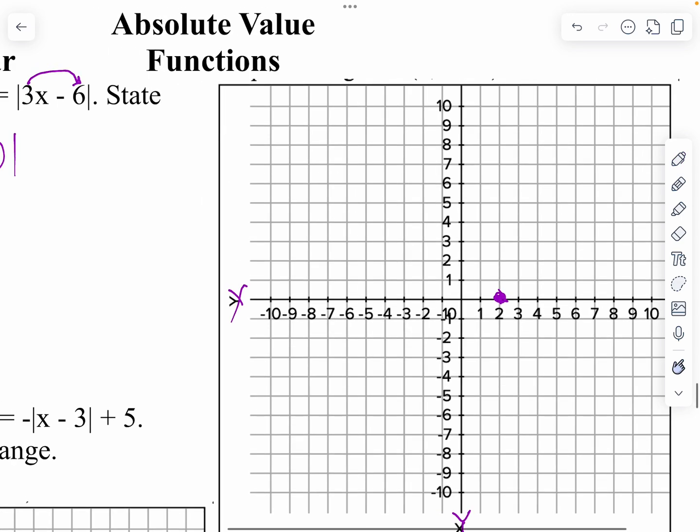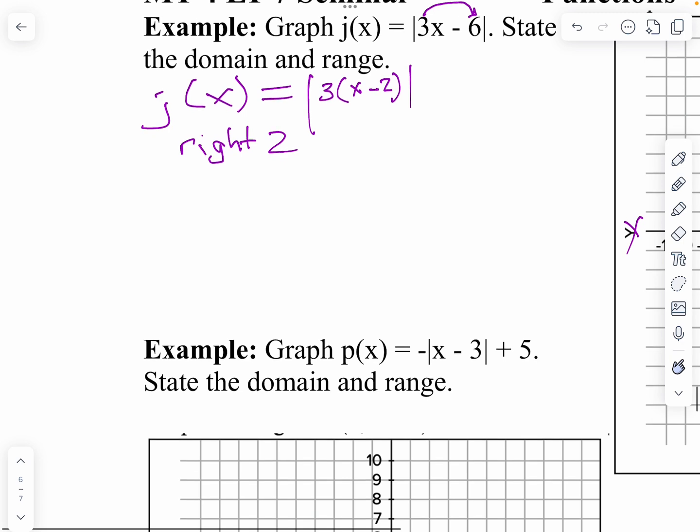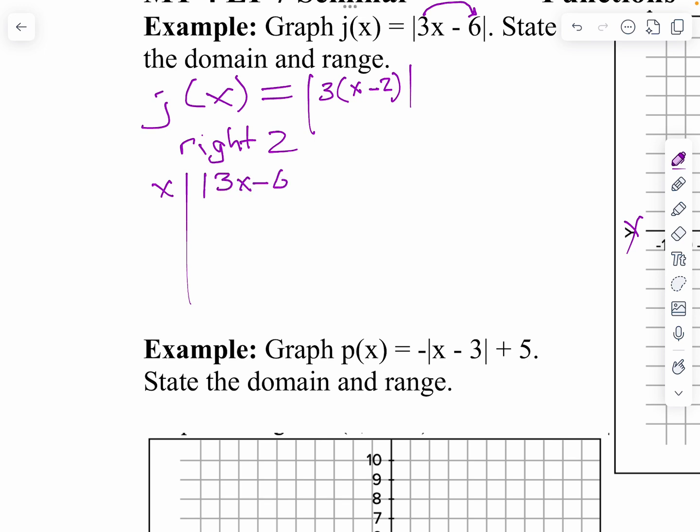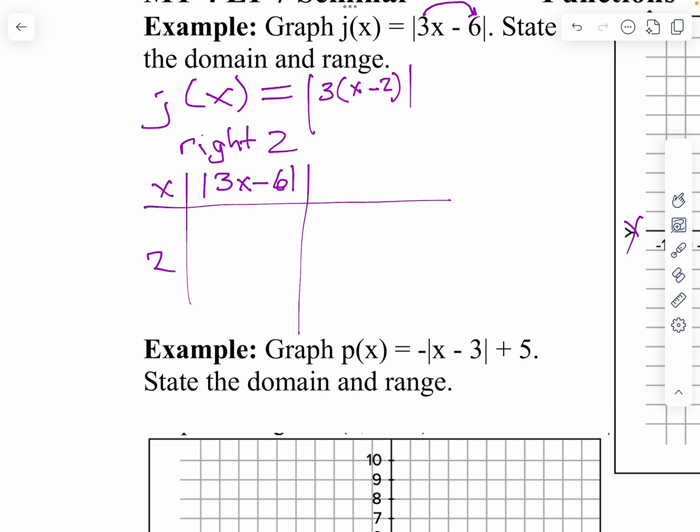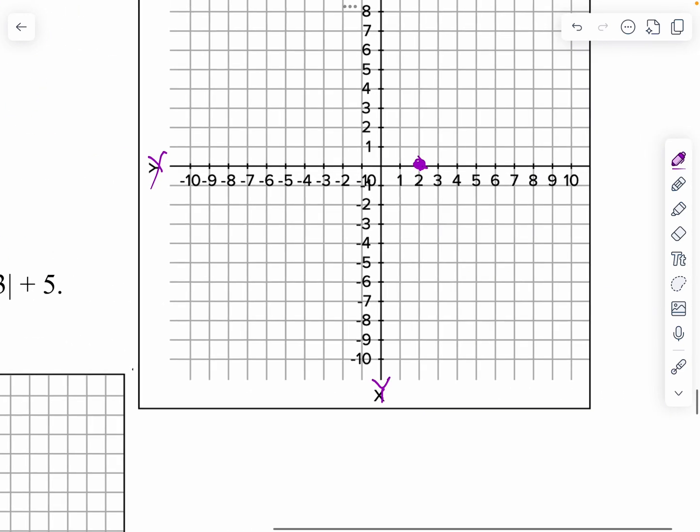Now what I'm going to do here is make a table. So I'm going to go x and the absolute value of 3x minus 6. I could have just as well said 3 times x minus 2, but I chose to do this. I'm going to put 2 in the center because I know that's where my vertex is at. Notice what happens when I take 3 times 2. I get 6. 6 minus 6 is 0. And that's what my graph is. My vertex is at 0.